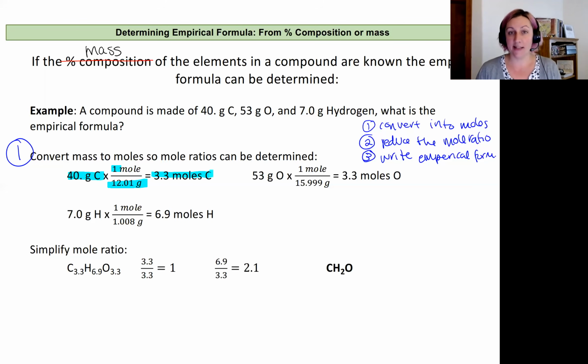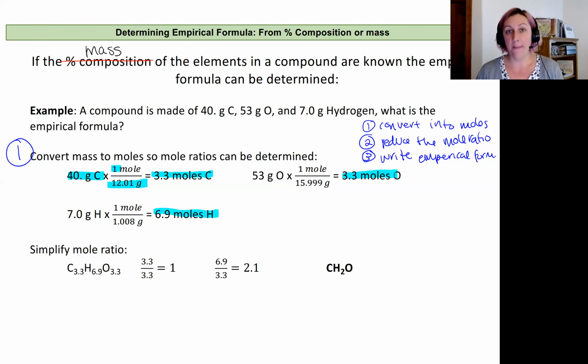Now I'm going to go through that same process for hydrogen and then repeat that process for oxygen as well. My hydrogen, which I have 7 grams, I'll divide that by its molar mass of 1.008 and I'll get 6.9 moles of hydrogen. Now my 53 grams of oxygen will be divided by its molar mass of 15.99 grams, and that gives me 3.3 moles of oxygen. So I have 3.3 for carbon, 3.3 for oxygen, and 6.9 for hydrogen.